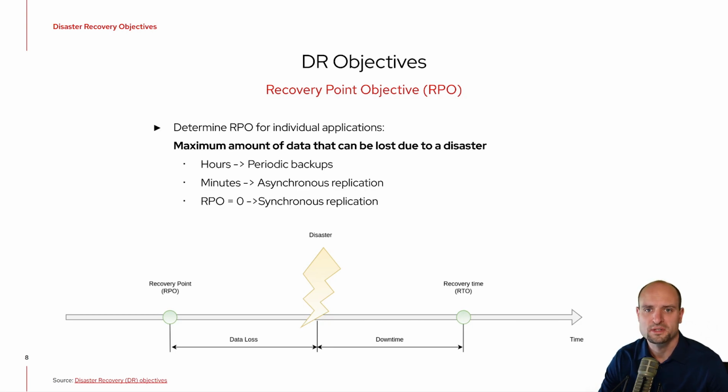If you are fine with losing up to several hours of data due to a disaster, then you could use periodic backups to meet this objective. If, for example, you are fine with losing a whole day of data, then nightly backups will do. If you cannot tolerate losing more than minutes of data due to a disaster, then you are looking at using continuous replication of data. And in this case, an asynchronous replication would be able to meet your objective. If you cannot afford to lose any data, even during a disaster, then you are looking at using synchronous replication.